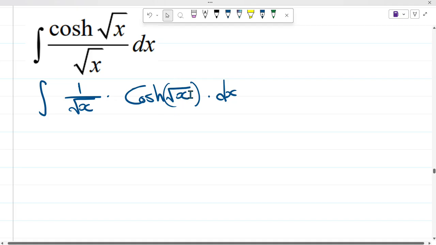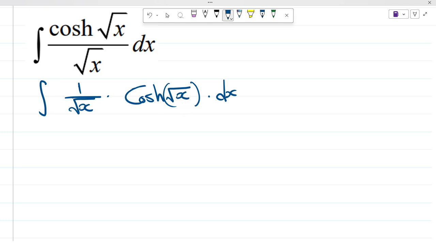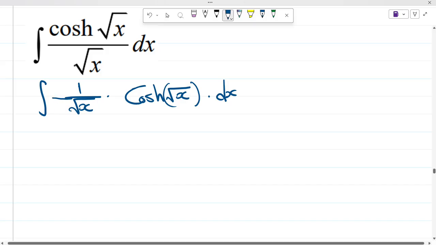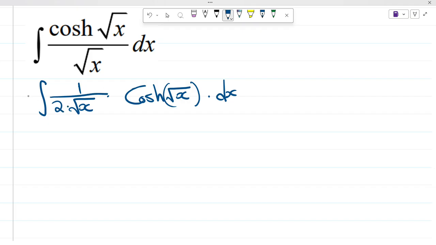When we differentiate this square root of x, what do we get? We get 1 over 2 square root of x. So we already have 1 over square root of x. The only missing thing is a 2 underneath. So we have a missing 2 here. So I've put that 2, and I need to cancel it out because it was not there.